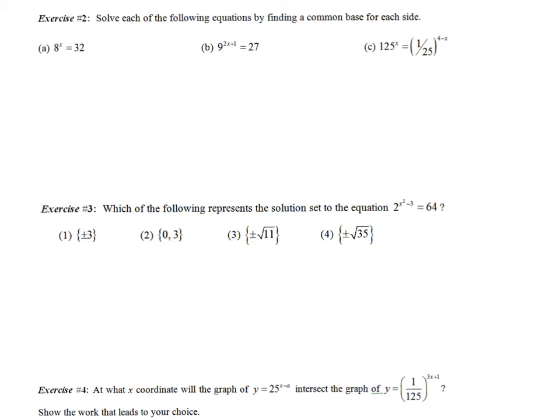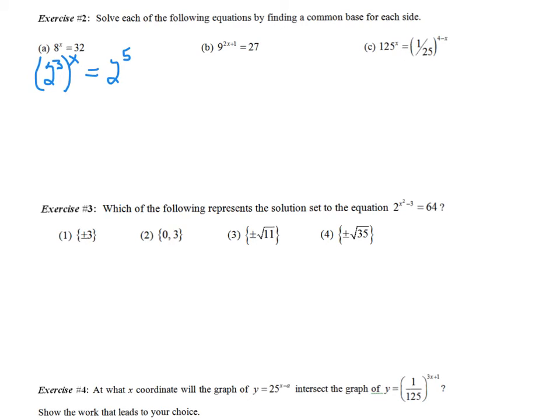Let's practice with exercise number 2, where we again are trying to solve the equations by finding a common base. So I look at 8 to the x equals 32. 32 is not a power of 8. So I think about what 32 and 8 are both powers of. 8 is the same as 2 to the third power. So I'm going to replace the 8 with a 2 to the third. Keep the x as the exponent. 32 is really 2 to the fifth power.